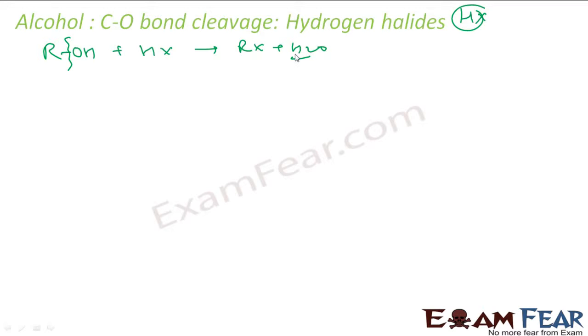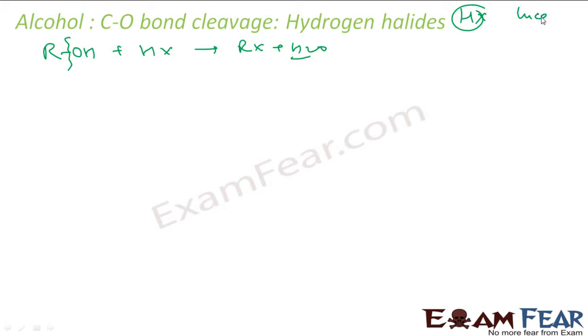This is the Lucas test, actually a very, very famous test. This is used to differentiate between primary, secondary, and tertiary alcohol. If the turbidity which you get is pretty fast, immediate, this is 3-degree alcohol. If it is after 2-3 minutes, it is 2-degree. And if there is no reaction, we say that it is 1-degree alcohol. We'll talk about the Lucas test.